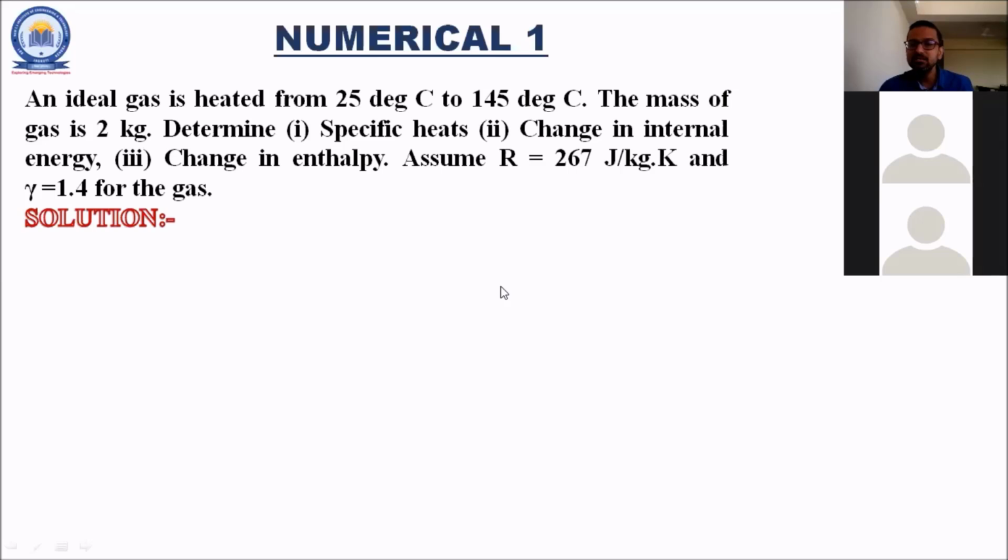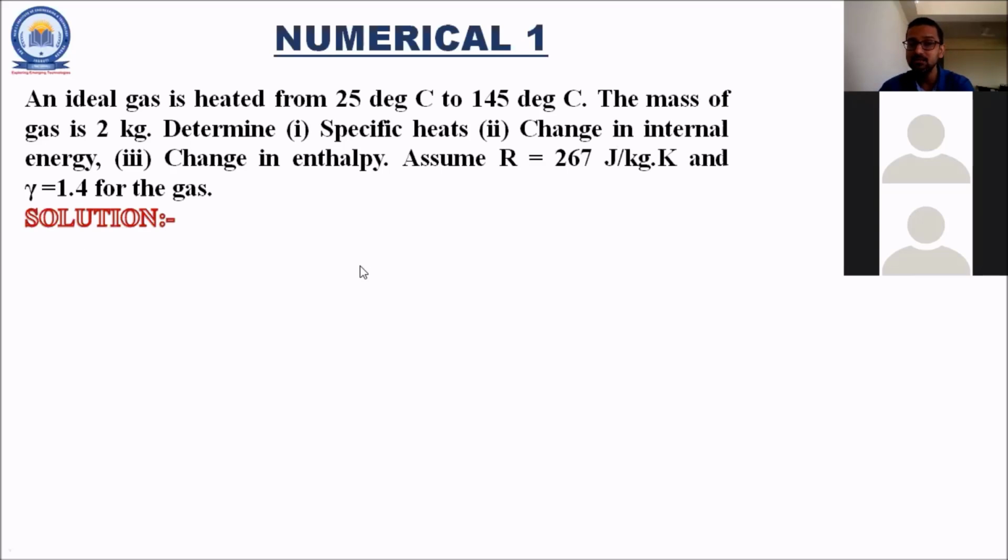Determine the specific heat, the change in the internal energy, the change in enthalpy. Assume capital R is equal to 267 joule per kg Kelvin, and gamma is equal to 1.4 for this. So in the examination, this type of the numerical will be given. You need not note down this numerical. You can directly start with the point of the solution. So write down the solution with good, bigger handwriting in your notebook.